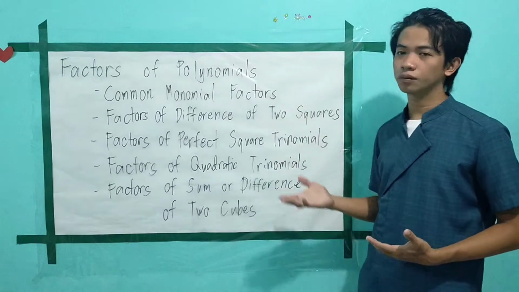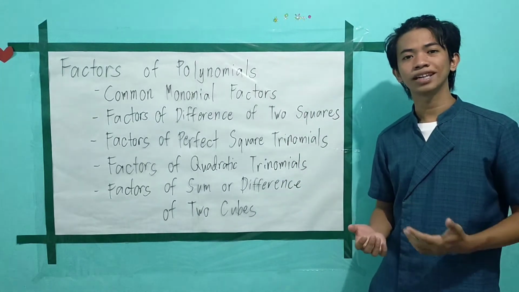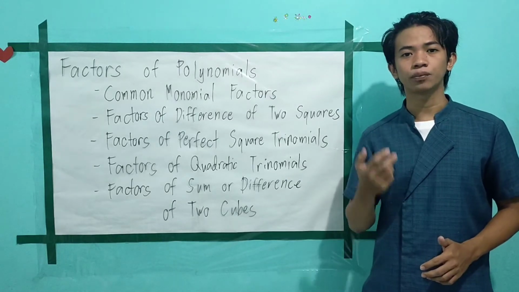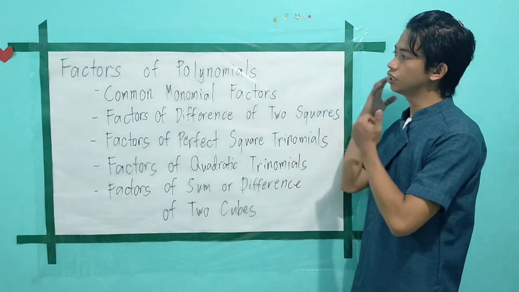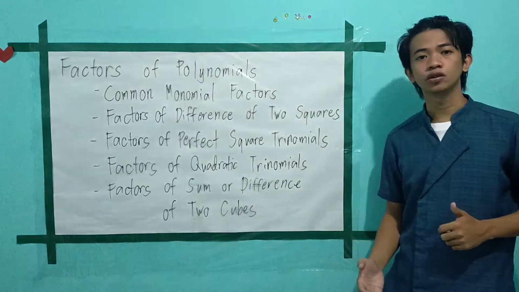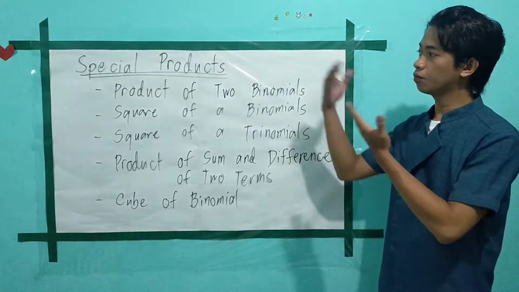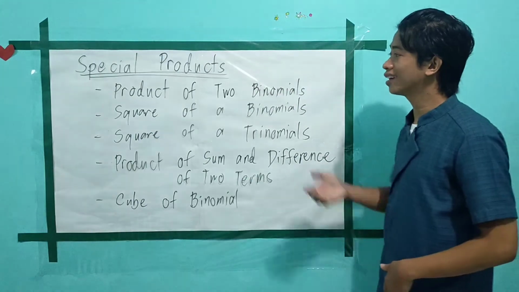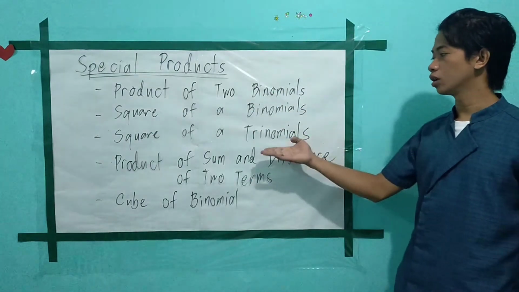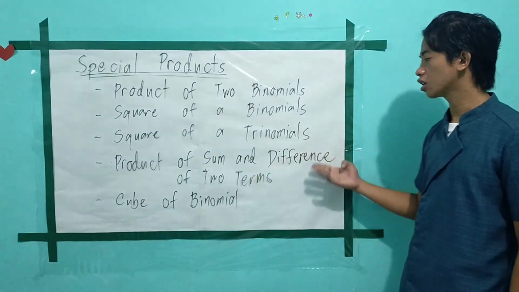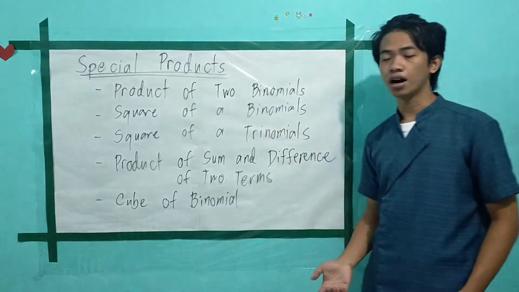Okay, factoring polynomials is a reverse process of multiplication. When a polynomial is factored, it is rewritten as the product of 2 or more prime factors. But before we proceed, for this lesson, let's have a review regarding special products. Under special products, we have products of 2 binomials, square of a binomial, square of a trinomial, products of sum and difference of 2 terms, and cube of a binomial.